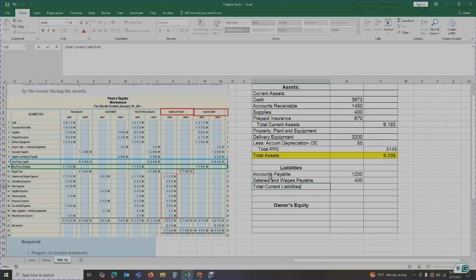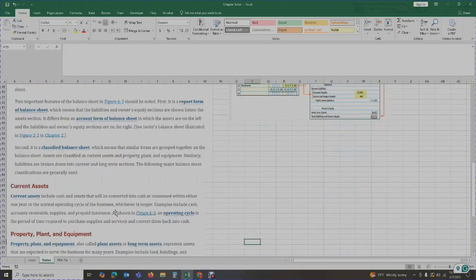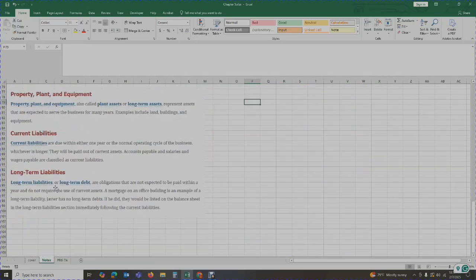Now, I forgot to label this. Let me copy and paste it down. Now we need to ask ourselves, what kind of liabilities are there? Remember, we have two types of liabilities: current liabilities and long-term liabilities. Are those current or long-term? Well, if they are going to be paid in a year or less, like accounts payable and salaries payable, which is what we have, they are current liabilities. Our long-term liabilities are those that will take us longer than a year to pay.